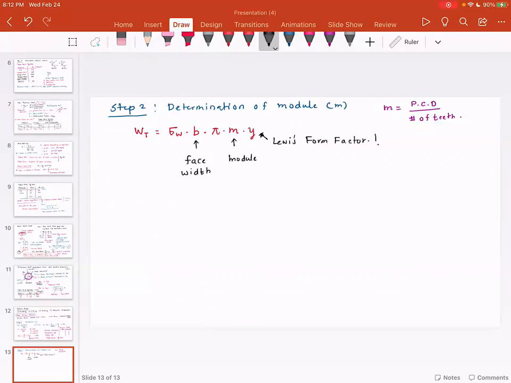Now, I want you to understand the face width and the module will be same for the gear and pinion. So B and M will be same for pinion and gear.